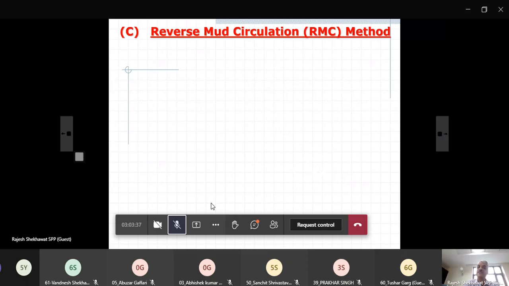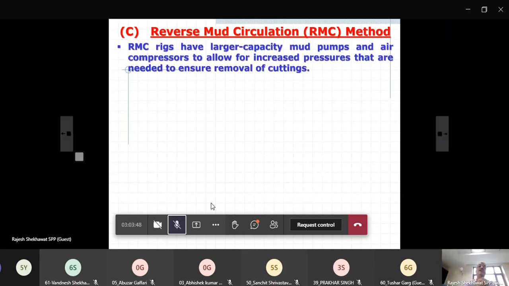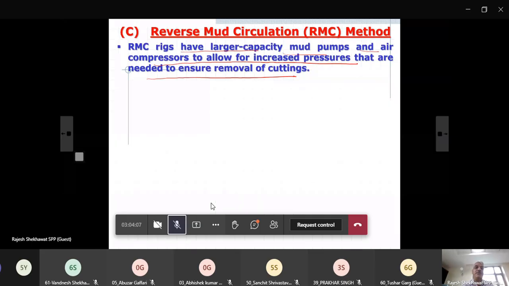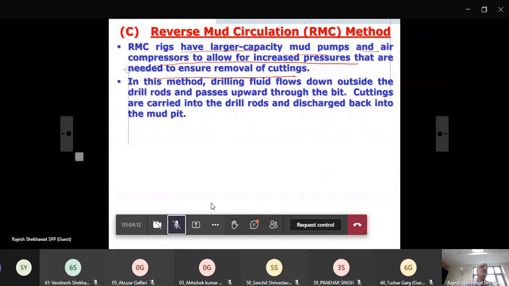Another is RMC. RMC rigs are sophisticated rigs and they are costly, they are not readily available. Some places you may have RMC also in place of DMC. Their advantage is these rigs have larger capacity, mud pumps are used, and air compressors are used to allow for increased pressure that is needed to ensure removal of cutting. Sometimes when your material is heavy or your bore dia is bigger, mostly in those cases, there everything by normal pressure and gravity you are pumping the thing out. Here, when you are not able to lift your cuttings and other things, in that case you use RMC method.